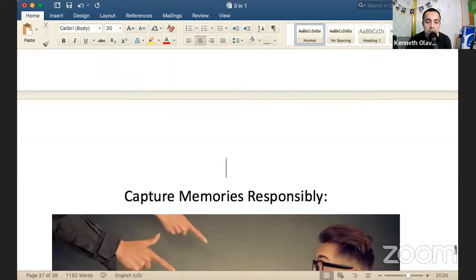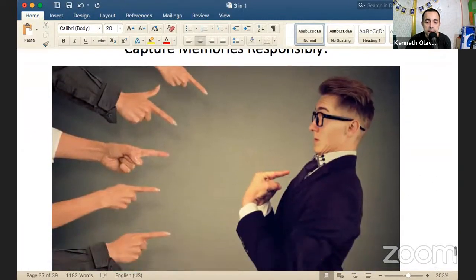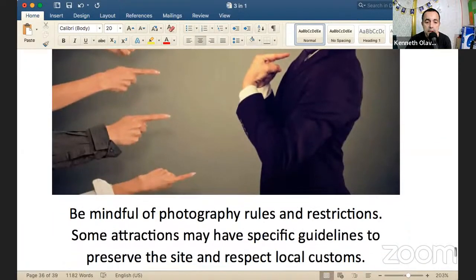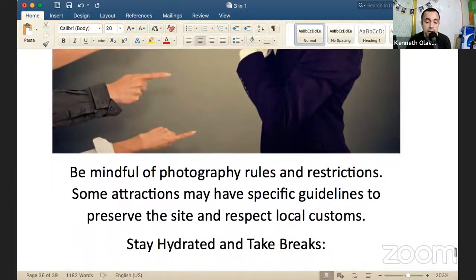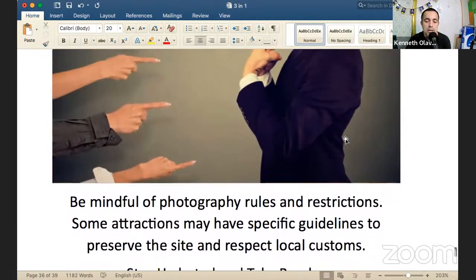Capture memories responsibly. Be mindful of photography rules and restrictions. Some attractions may have specific guidelines to preserve these sites and respect local customs. Why is that? Because a lot of people might not like it if you take pictures of them. Some people might be uncomfortable if you take their photos.